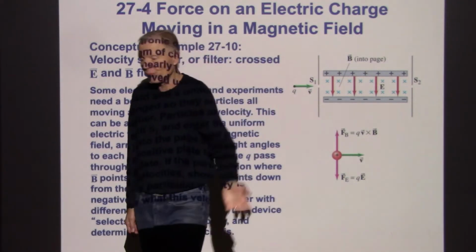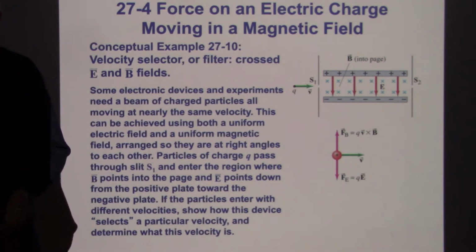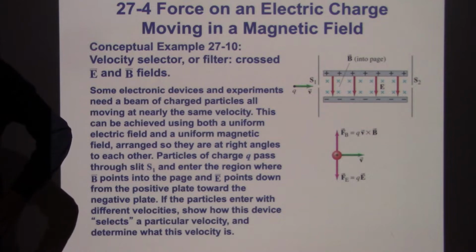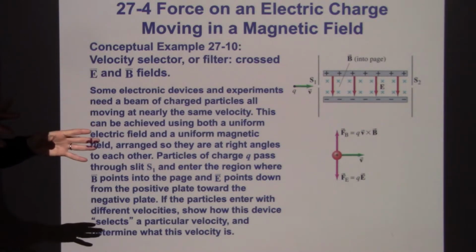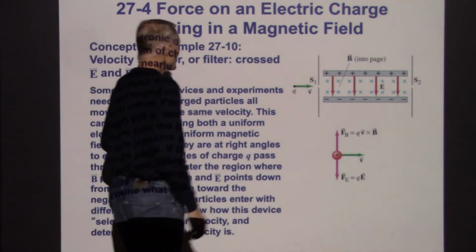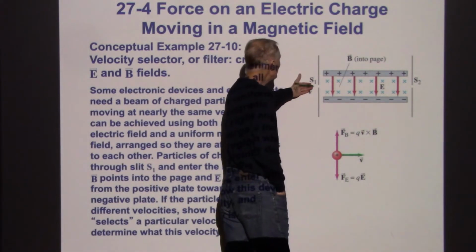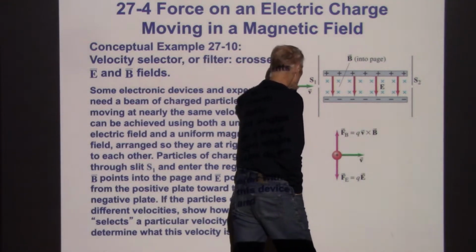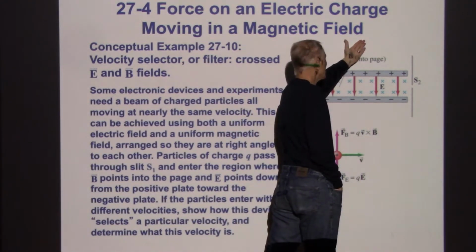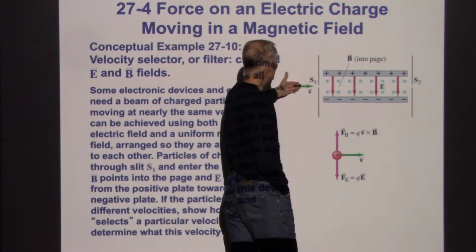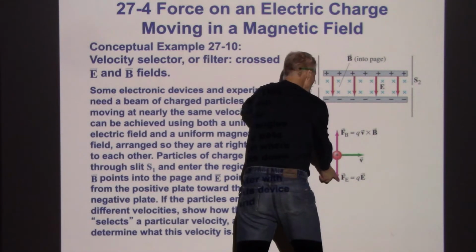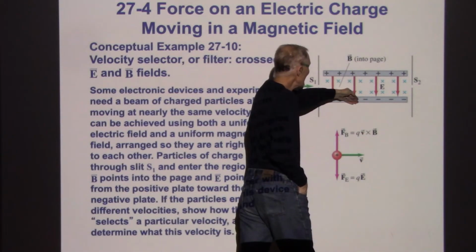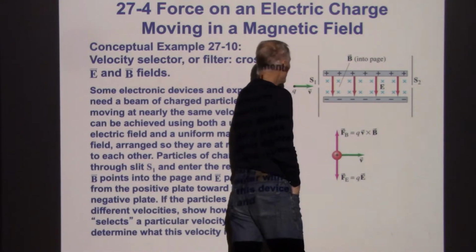So this works for positive or negative charges, and it's considered to be a velocity selector. We could send through a whole beam of particles, and if the particles are coming in going too fast, the magnetic force will be larger and the particles will be pulled out of the beam. If we have particles in there that are going too slow, the electric force will be bigger, and these particles will deflect and hit the negative plate. They'll get pulled out of the beam.